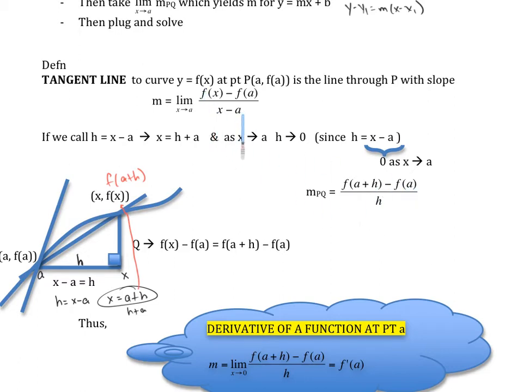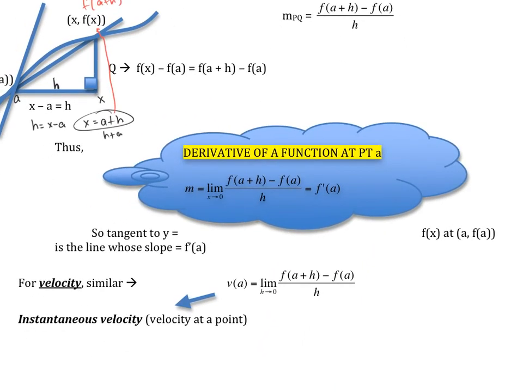Now instead of x minus a, I put in the h. All I did was adjust this a little bit. So now instead of taking the limit as x goes to a, I want to take the limit as h goes to 0. And this is what I end up with. That's the derivative of a function at point A. It's the same thing as we did taking the slope from P to Q, but instead I have replaced this.